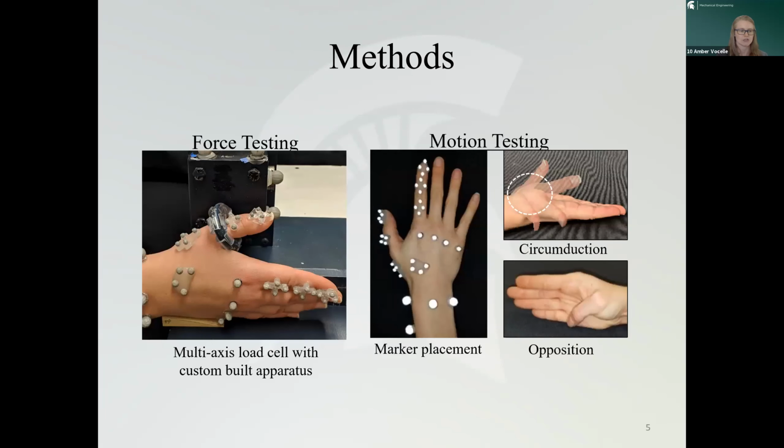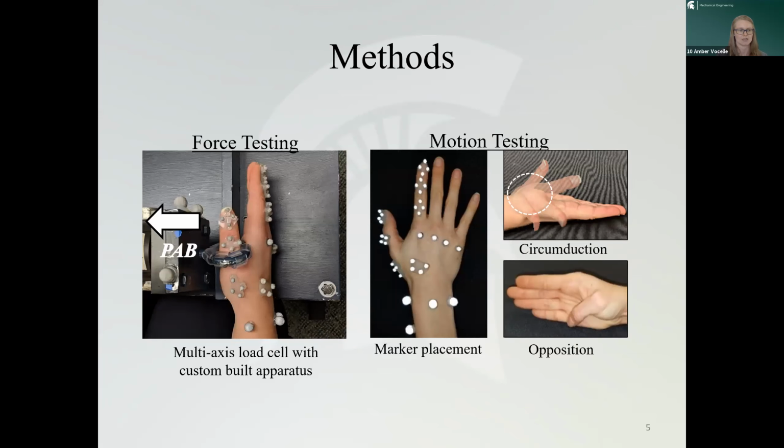For force testing, we used a multi-axis load cell and a custom-built apparatus to look at force production in 4 directions: radial abduction, so lifting the thumb back towards the participant; radial adduction, bringing the thumb down towards the index finger; palmar abduction, moving the thumb across the body towards the left; and palmar adduction, moving the thumb towards the right side of the body.